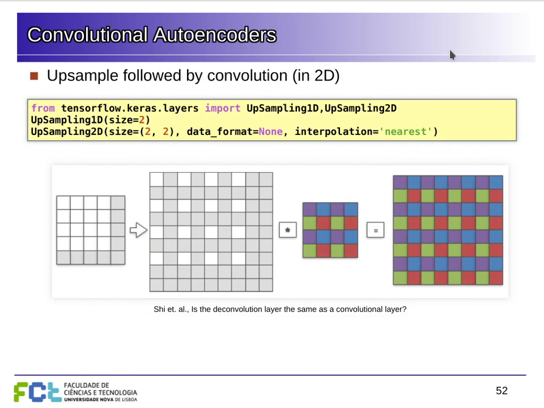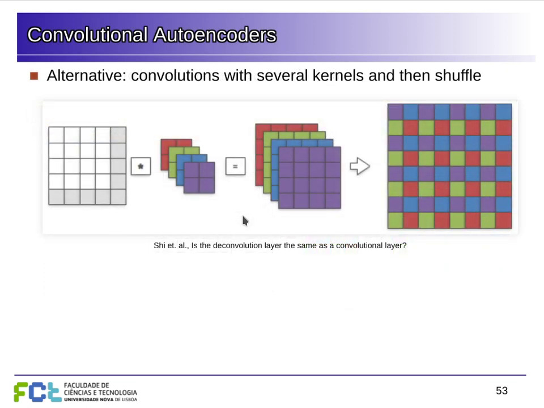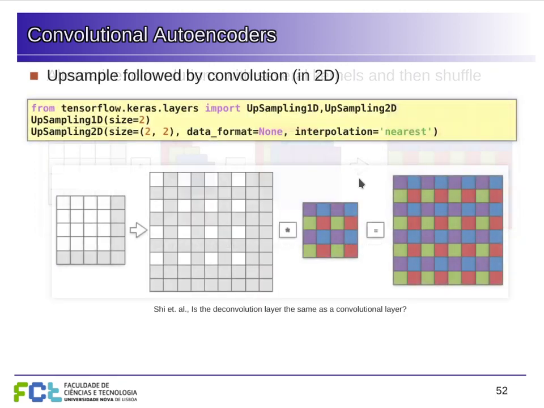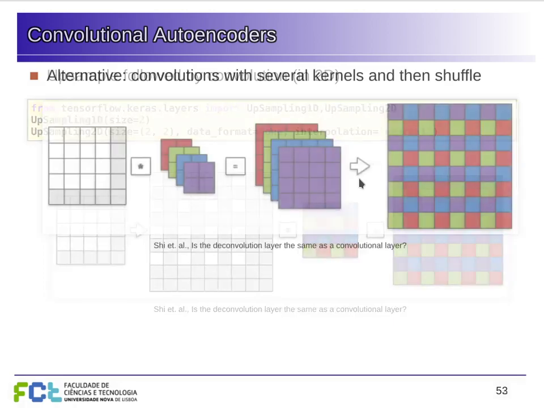A simpler way of imagining this, and one that actually works better, is to use upsampling, for example by copying the values and then simply doing a convolution on the upsampled layer. An alternative would be to do several convolutions and then shuffling. This would be conceptually a bit more complicated, but it does the same thing. So basically, this is the simplest way of doing this. You upsample your data and then apply a simple convolution to the result.